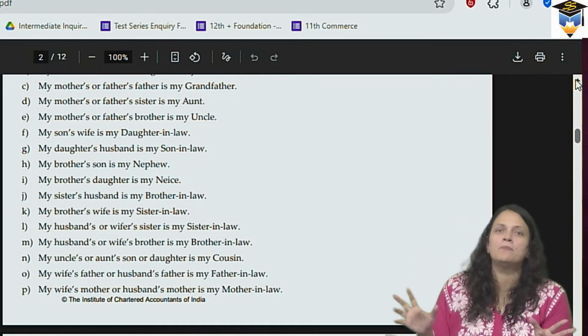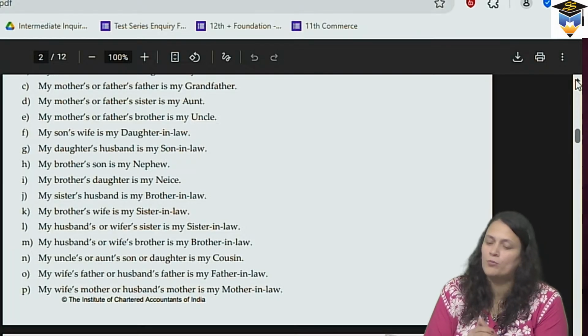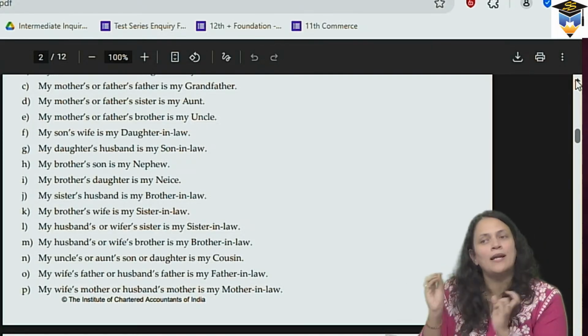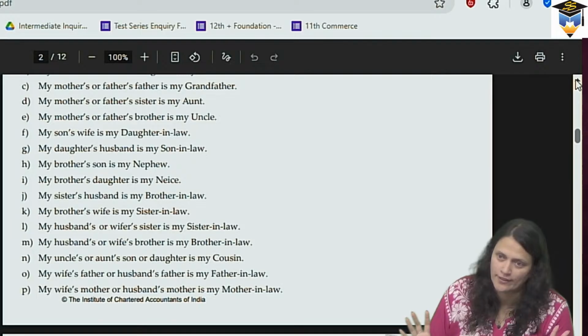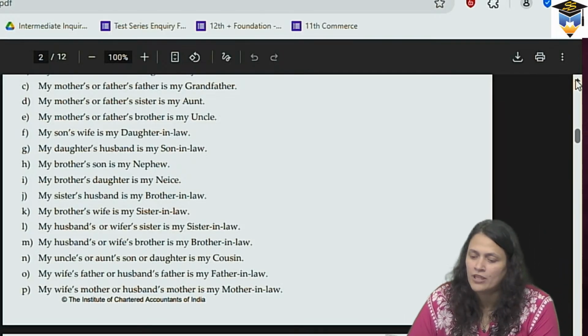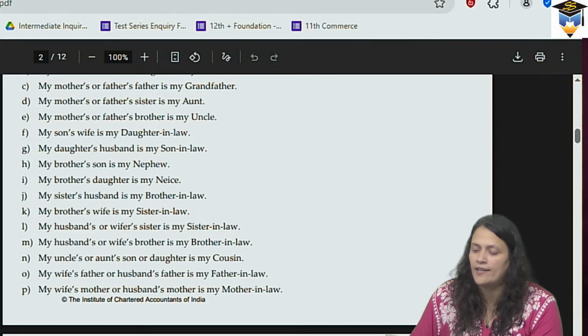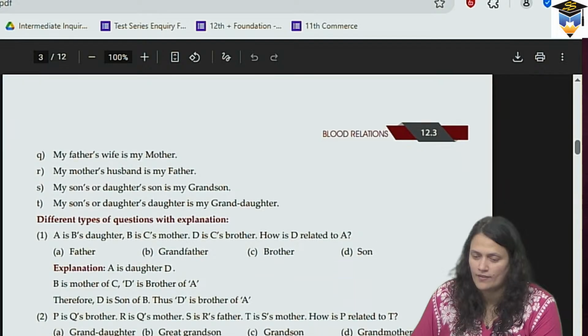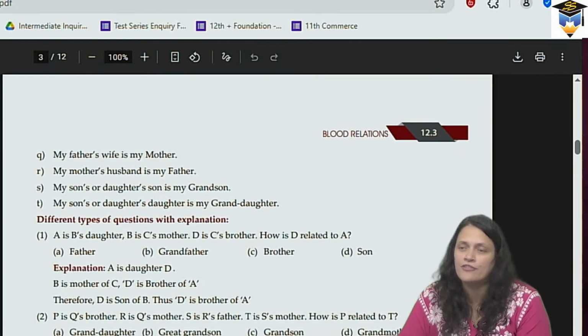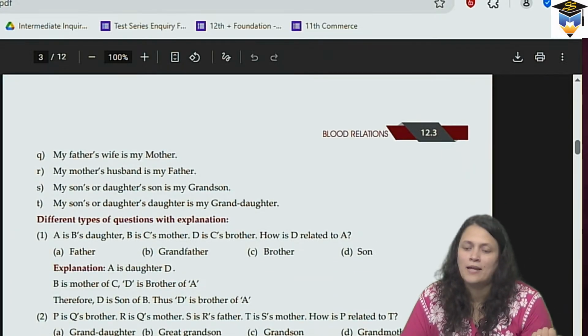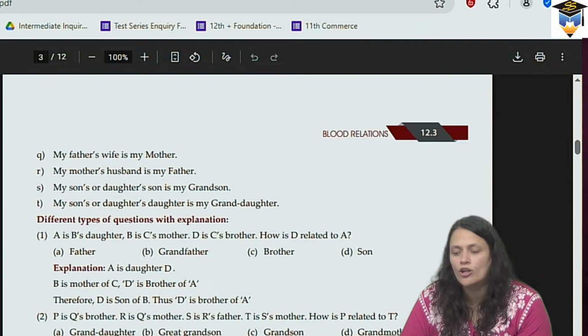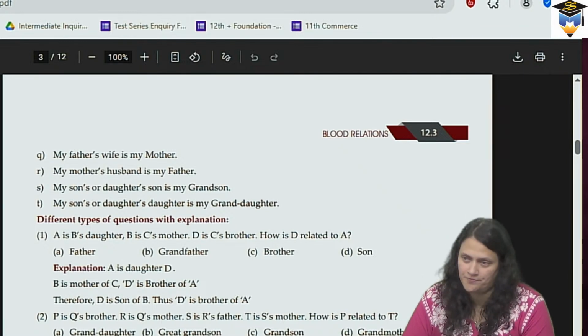So always remember, in English, both from the paternal side and maternal side, they are going to be your cousins only. And my wife's father or husband's father is my father-in-law. My wife's mother or husband's mother is my mother-in-law. And my father's wife is mother. My mother's husband is my father. My son or daughter's son is my grandson. My son or daughter's daughter is my granddaughter.